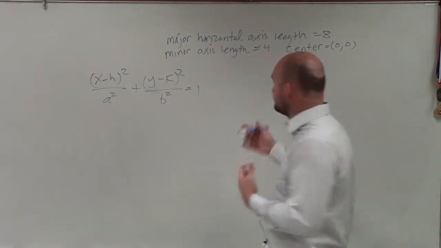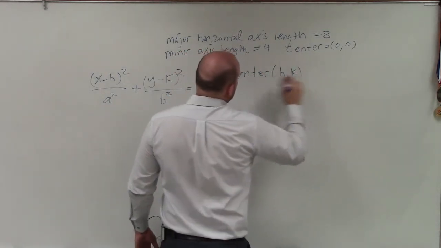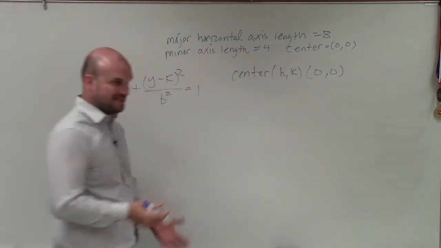Now, the next thing is, remember, the center is in the form of h comma k. Well, since the center is 0, 0, we know that h and k are both going to be 0.